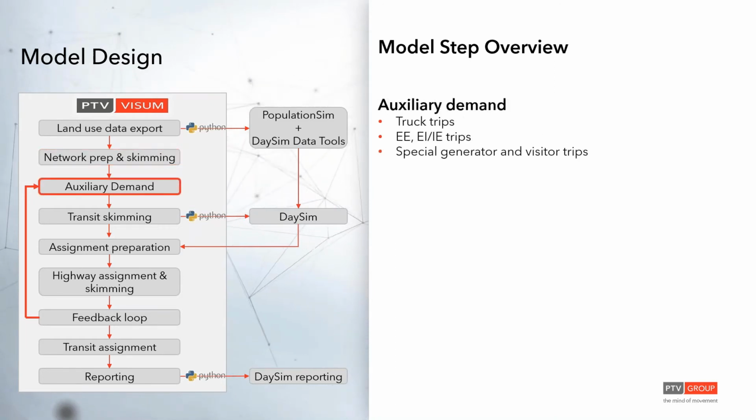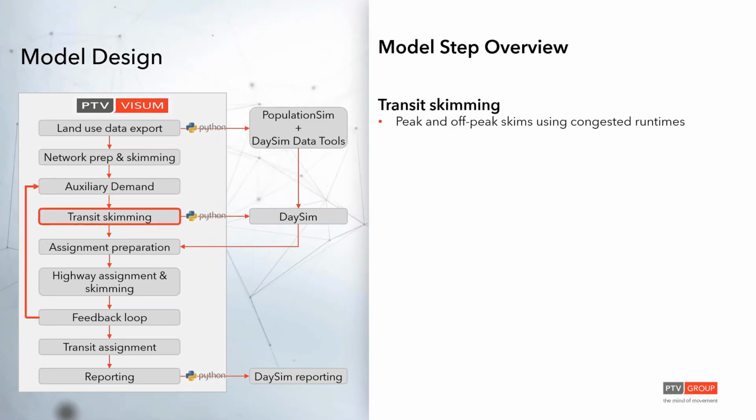And after that, the next step is generating the auxiliary demand. And as I mentioned, the auxiliary models work at the TAZ level. There are truck trips, external, internal-external, and special generator, visitor trips, etc. Those demand segments get generated at this step. And then after that, transit skims are generated for peak and off-peak periods.